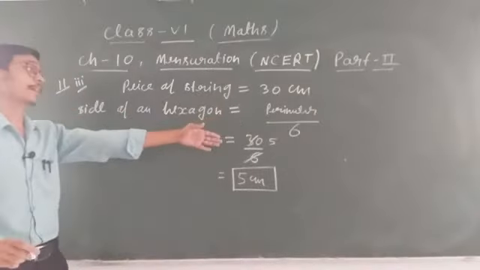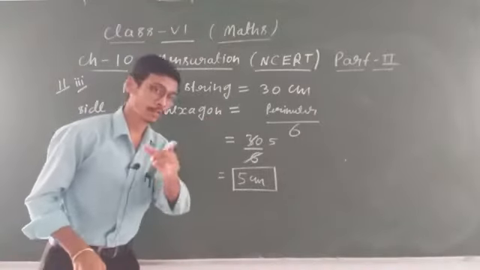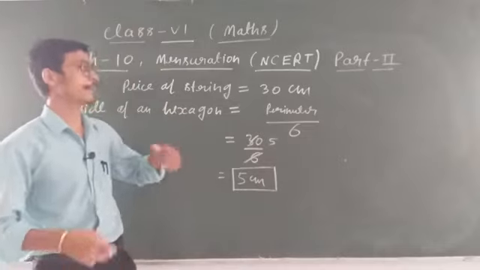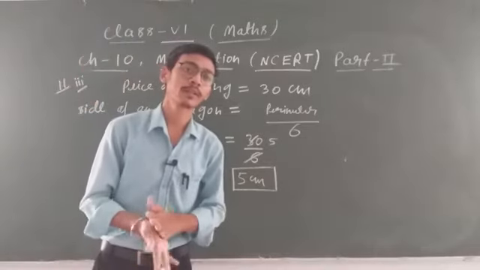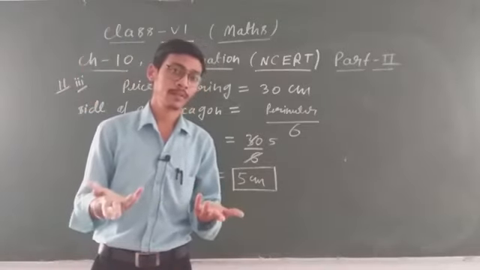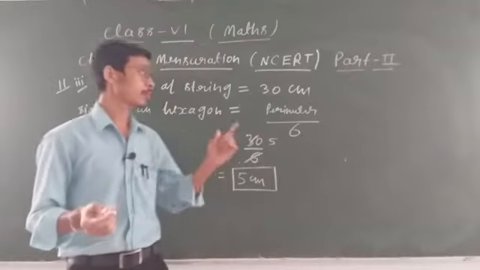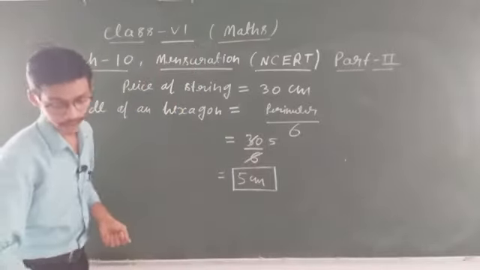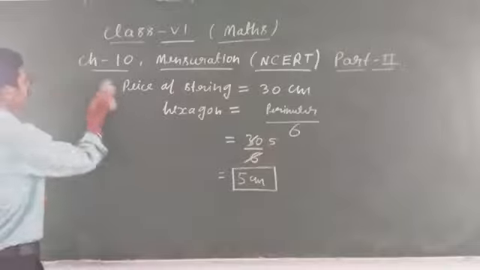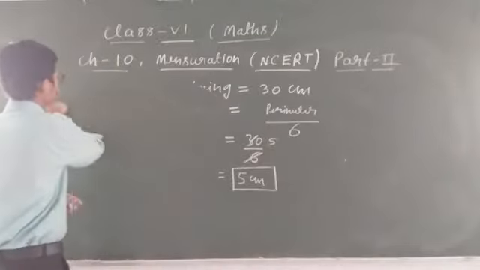In place of a hexagon, if you have to find an octagon, you will divide by 8. If you have to find a heptagon, you will divide by 7, because septagon means 7. Clear? This is the concept, student. I think now you are able to solve questions based on this. If any question comes, you can solve it.